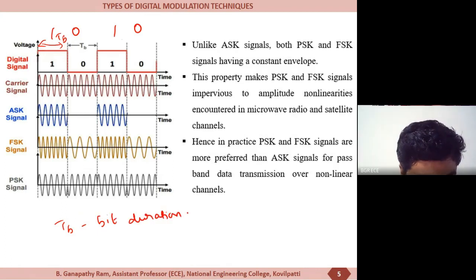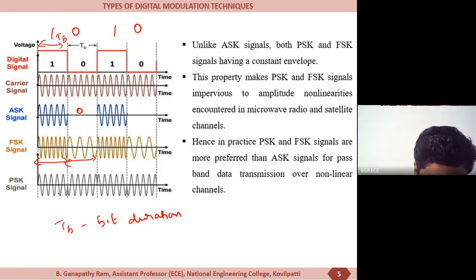And in the case of ASK signal, for the time duration of binary data 1, the signal is transmitted as it is. For binary data 0, there will not be any transmission of signal. So here the 0 signal is transmitted. For frequency shift keying, for the binary information 1, a particular frequency signal is transmitted. For binary data 0, then another frequency signal is transmitted.